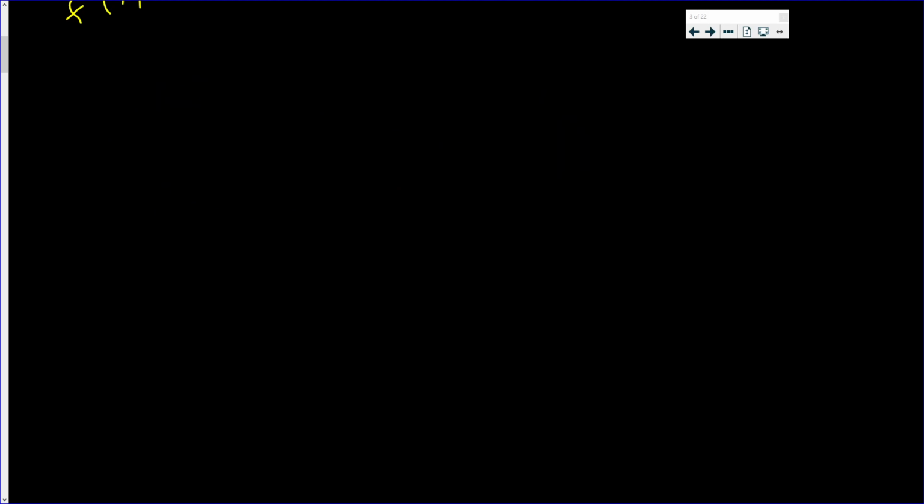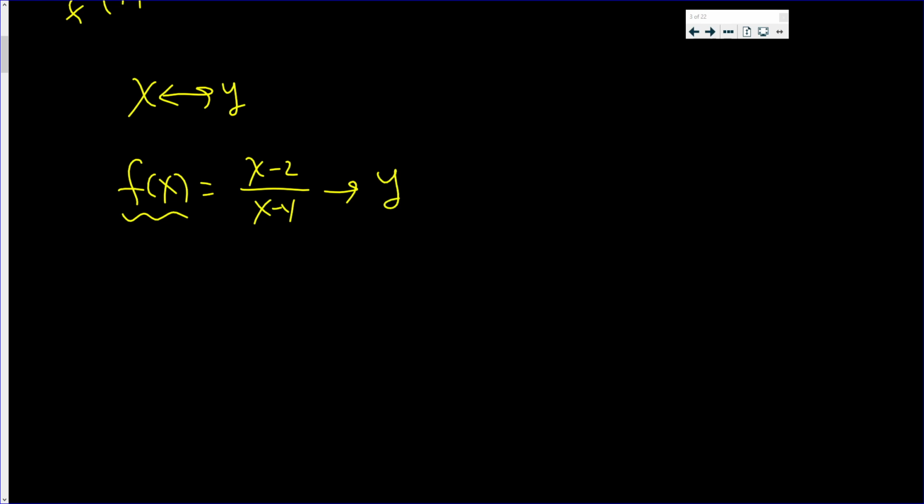You could always interchange x's with y's and then solve for y. So if they tell you f of x is (x minus 2) over (x minus 4), another name for f of x is y. So they tell you this. And now you interchange x with y.